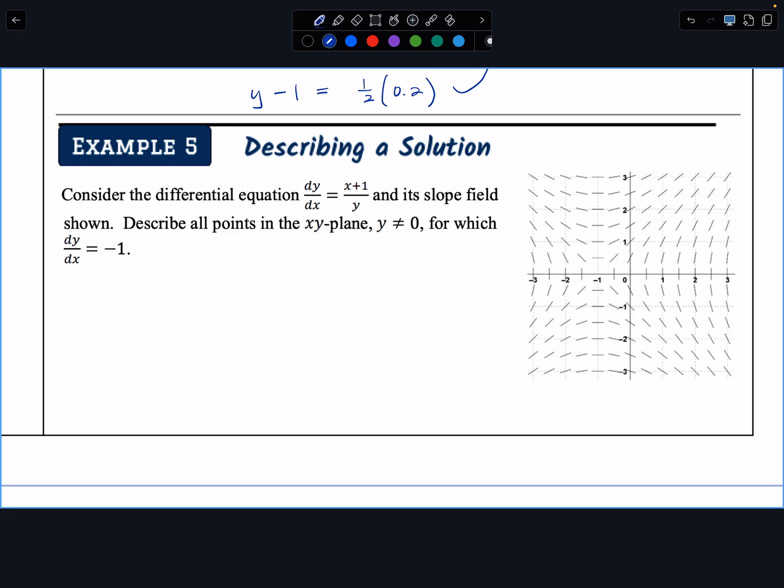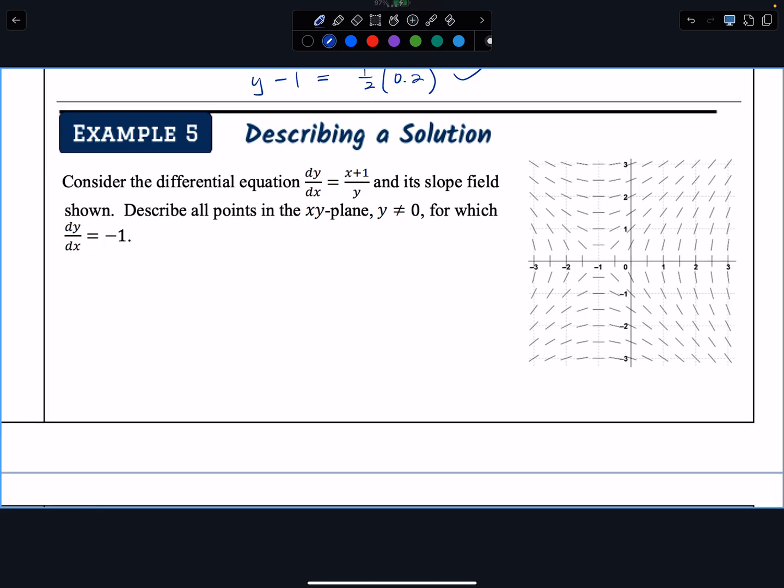You're good. Consider the differential equation dy/dx is x plus 1 over y, and its slope field shown. Describe all points in the xy plane for which dy/dx is equal to negative 1. From the earlier examples, guys, didn't we practice graphing a slope of negative 1 on the slope field? Okay. So what I want to ask you guys is, can you notice anywhere on the graph where the slope looks like it's negative 1?